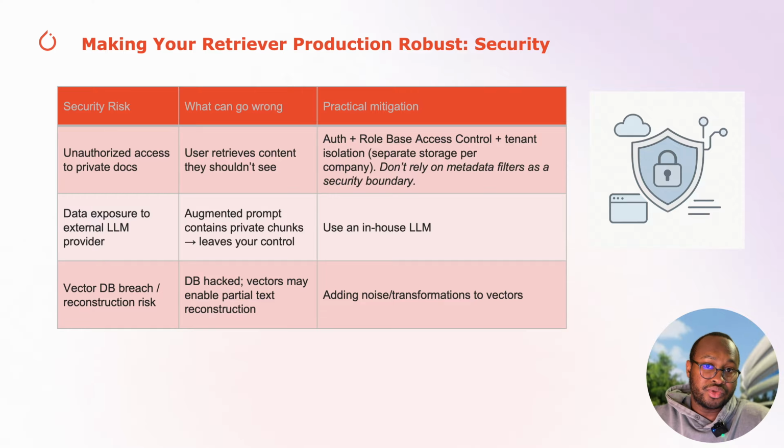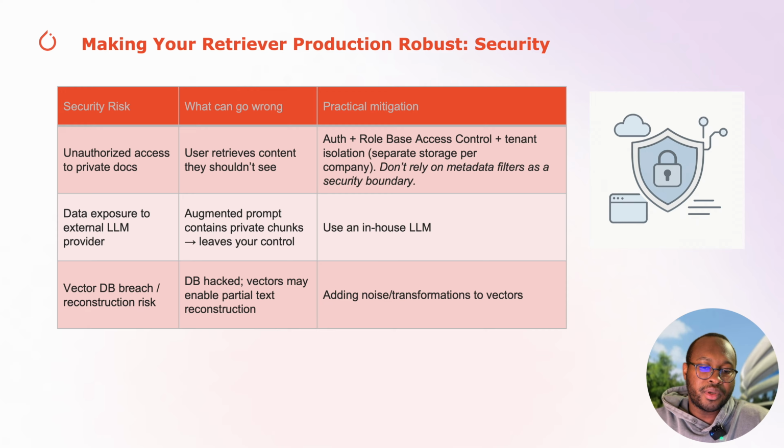And there can be an issue that you might be using an API for a large language model. So in this second row, you might be sending augmented data to the large language model, and once it goes there, it might be out of control, right? It might be used to further train that large language model, and you might not want that. In that case, you can use an in-house LLM.